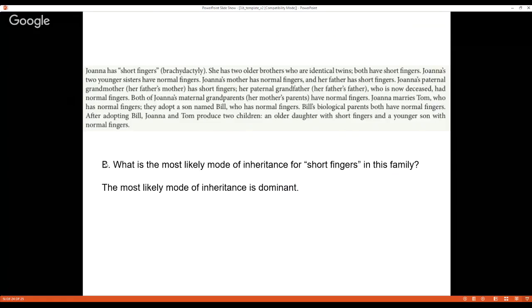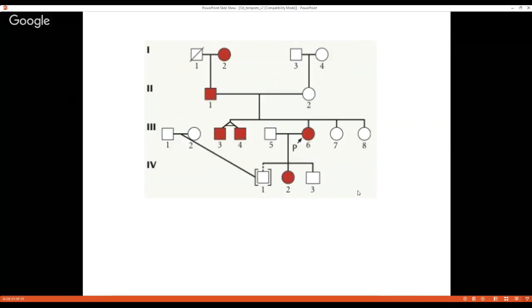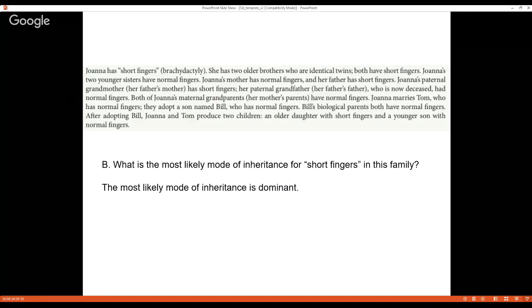And so it's asking what's the most likely mode of inheritance for short fingers in this family. And the most likely mode would be dominant, because it doesn't skip generations and it doesn't distinguish between males or females, so it is autosomal dominant.